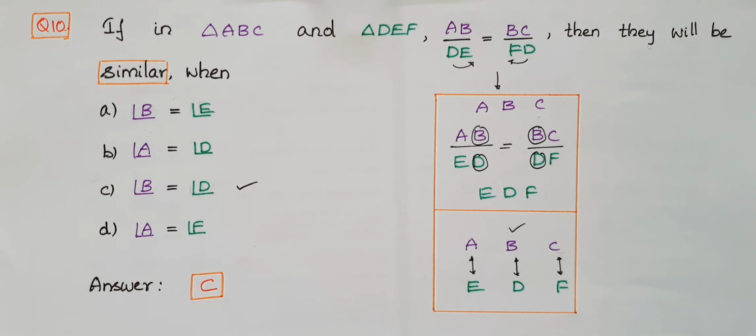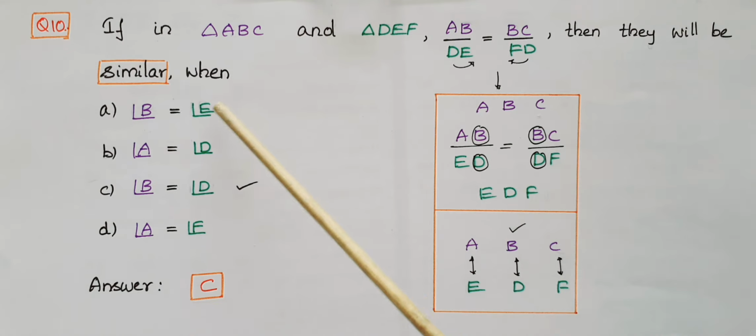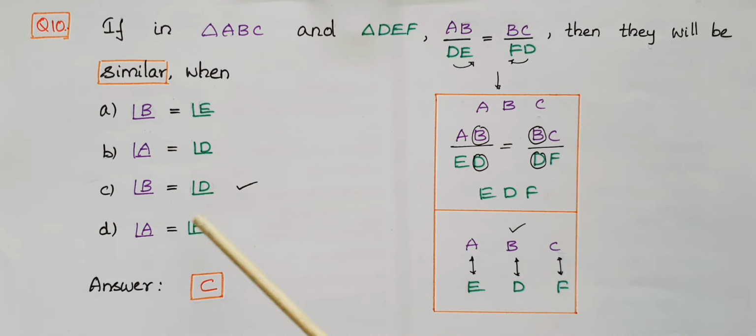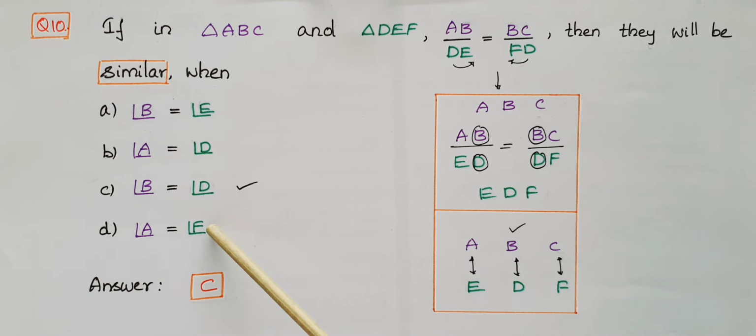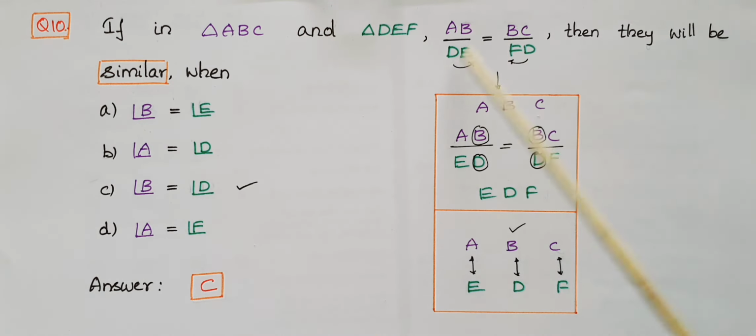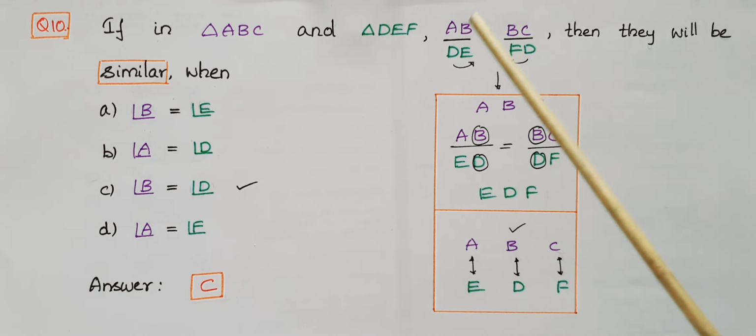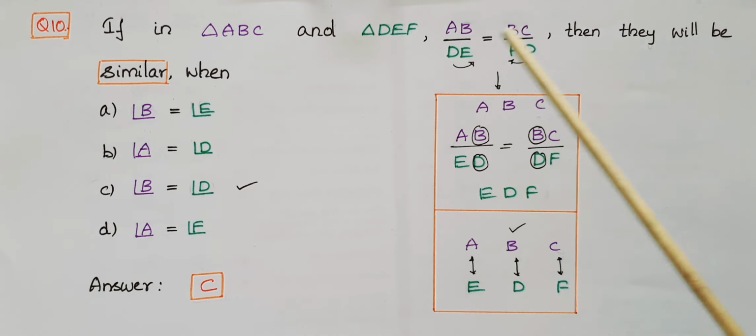This is the 10th question. If in triangle ABC and triangle DEF, AB by DE is equal to BC by FD, then they will be similar when these options are given. We have to find the correct option here. If these two triangles are similar, then we have to find which angles are equal. So here AB by DE is equal to BC by FD. Corresponding sides' ratios are given here.